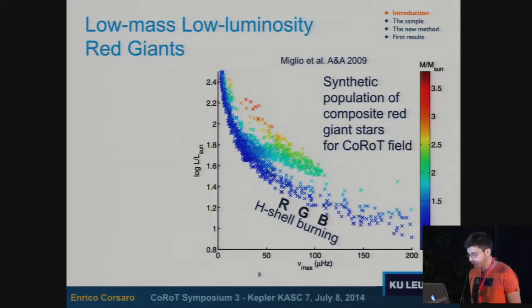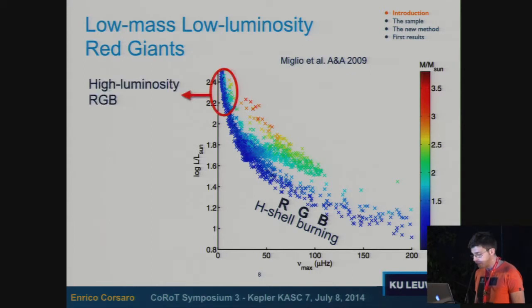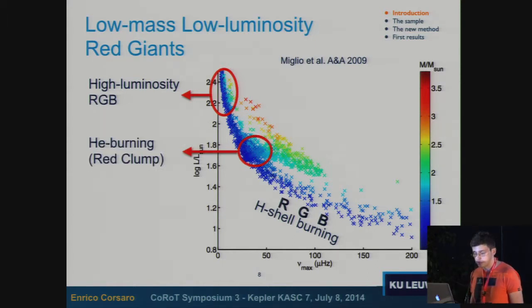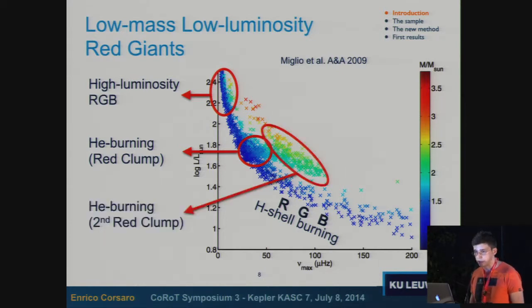If we look at this plot, we see a synthetic population of composite red giant stars made by Andrea Emilio for the CoRoT field. We can identify in this diagram different classes of red giants. We see first the high luminosity red giant branch stars on top. Then we find the helium burning red giants, those characterizing the first red clump, and then the secondary clump stars that you have heard about already yesterday in Moser's talk.